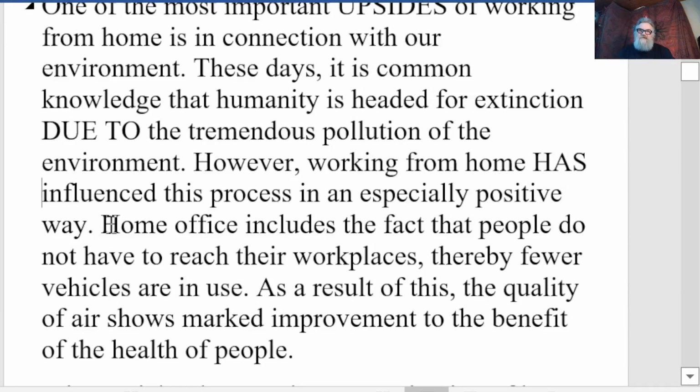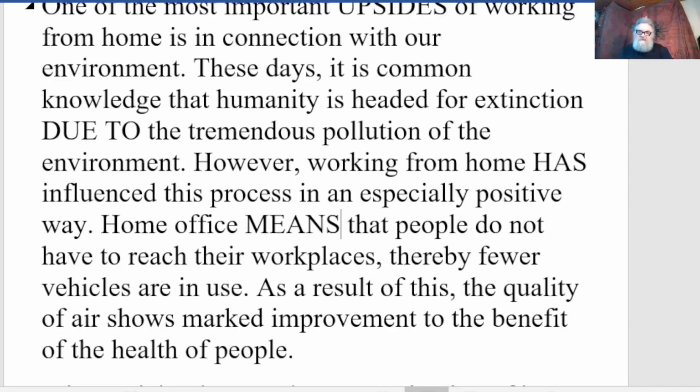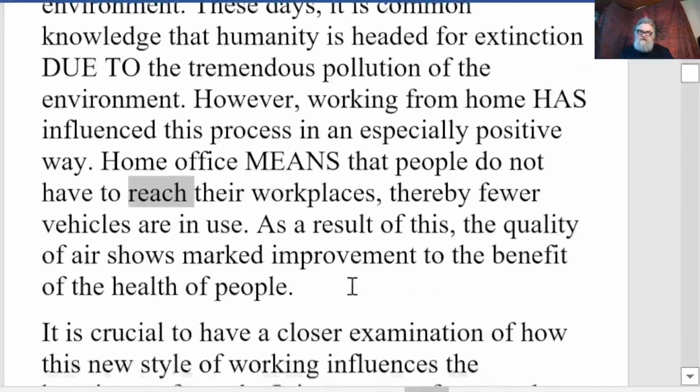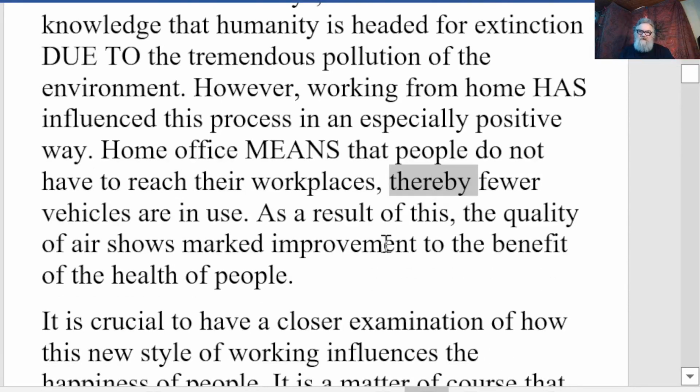So, home office includes the fact that people do not have to reach their workplaces. Thereby, good word, fewer vehicles are in use. Includes the fact, means that people do not have to reach their workplaces. Have to reach their workplaces. Thereby, fewer vehicles are in use. Have to travel to their workplaces. I'm going to leave reach. Thereby, and I still like this thereby, fewer vehicles are in use.